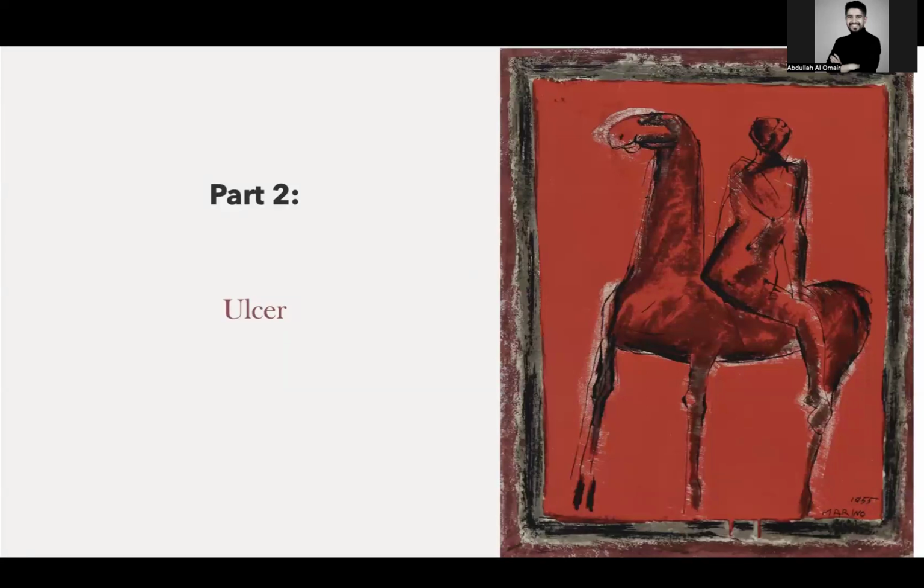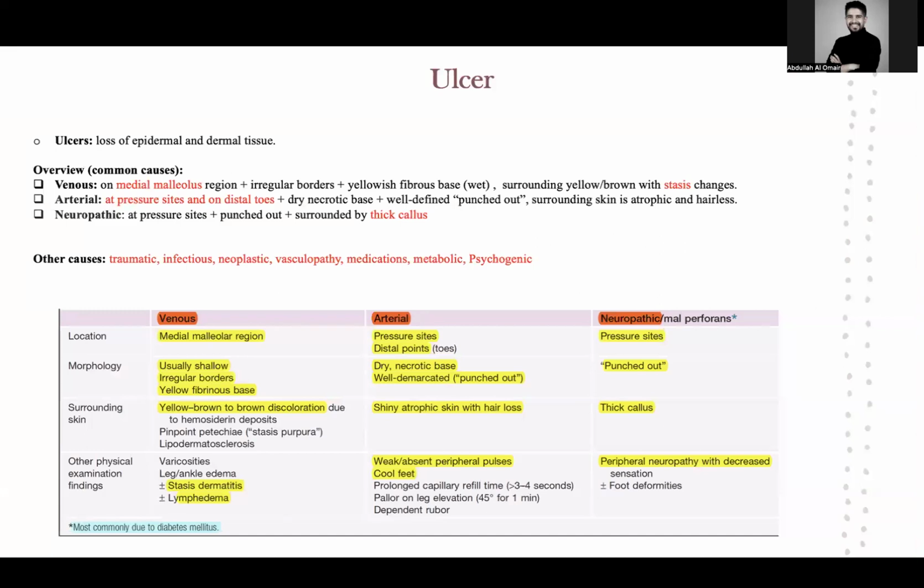Moving on to the second part, which is about ulcer. What is the meaning of the ulcer? Ulcer means we have epidermal and dermal loss. Based on the thickness of the ulcer, we have different depths of the ulcer itself. We have different risk factors, different causes. The most common is three. The most common one is venous. Then we have arterial and we have neuropathic, which is common in Saudi because of the diabetic population we have here. How can we differentiate different types of ulcer here?